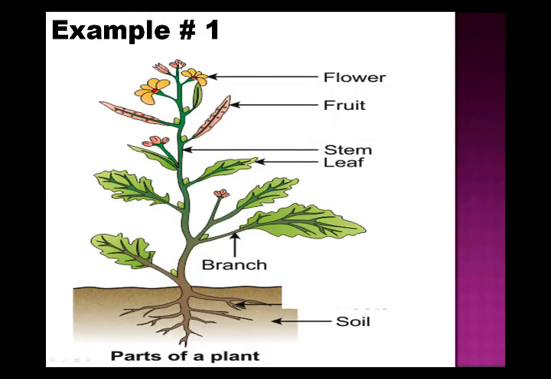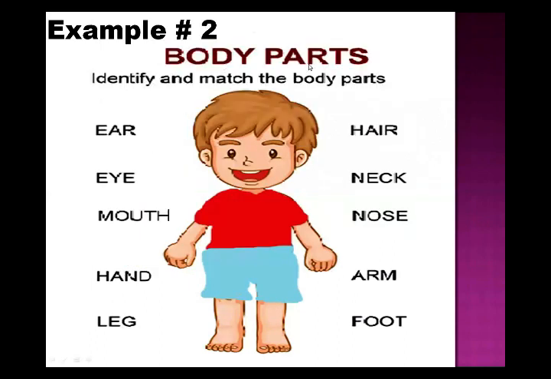This is example number 1. Flower, fruit, stem, leaf, branch, soil. These are all parts of a plant and you must have read about them in the science book. Let's go to the next example. This is example number 2.